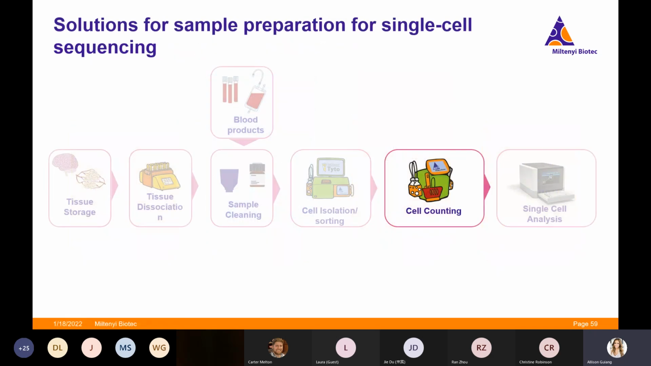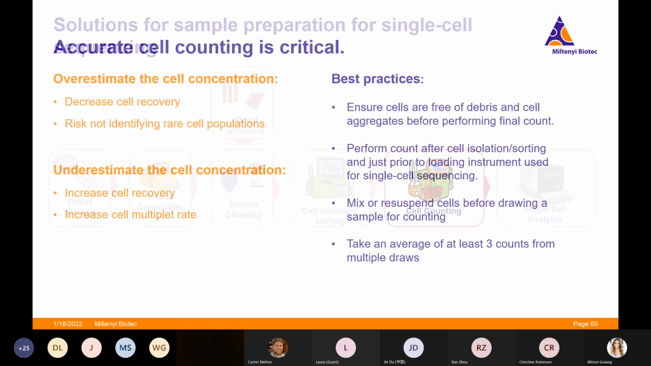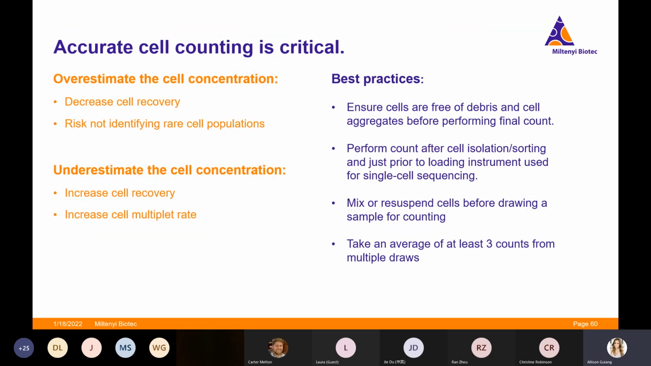So now that we've covered the reasons and methods of how you could isolate your cells, let's go back to the sample prep workflow and look at the last step before moving on to library prep. The last step before loading your cells onto the 10x Chromium or another single cell sequencing platform is to get an accurate cell count and to adjust to the proper concentration. On most single cell sequencing platforms, the input cell concentration will determine your cell recovery. So overestimating the cell concentration will decrease your cell recovery, whereas underestimating could lead to an unacceptably high cell multiplet rate.